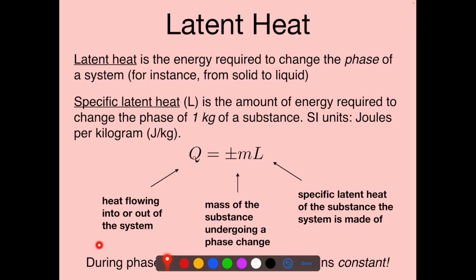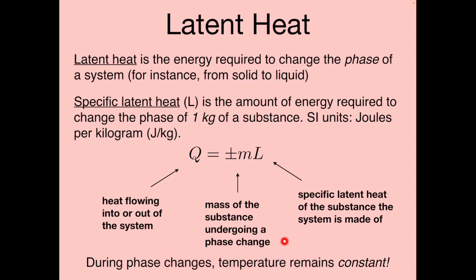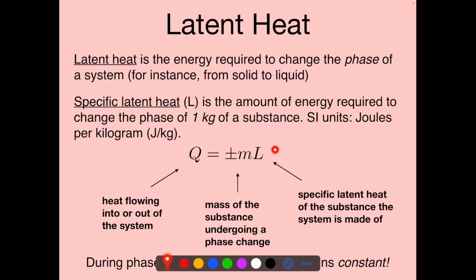Q is the heat that's flowing into or out of the system. M is the mass of the substance that's undergoing a phase change. So if we're talking about ice, it would be the mass of the ice. And L is the specific latent heat of the substance that our system is made out of. And I'm going to show you what the meaning behind this plus or minus sign is, because sometimes this can be positive, other times it can be negative.